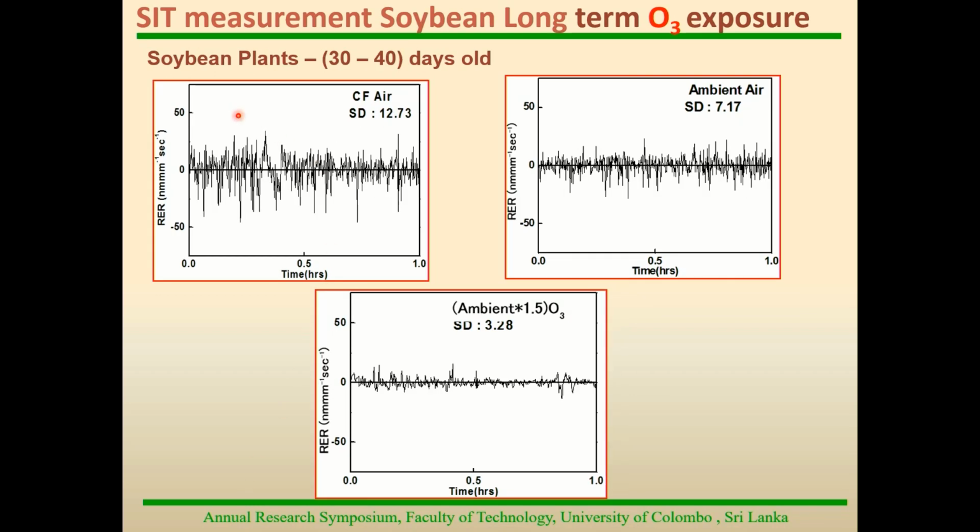So this is a plant. This is also a long-term exposure experiment. For 30 to 40 days, all soybean plants were taken, and this is how the ozone varies because of the fluctuation, because of the ozone effect. So the standard deviation slightly significantly changed in 3 conditions.